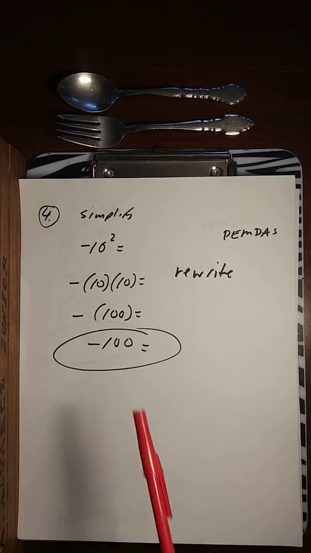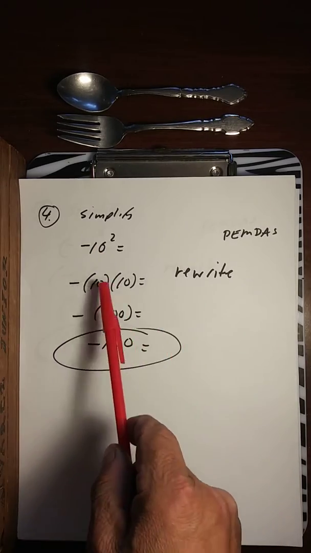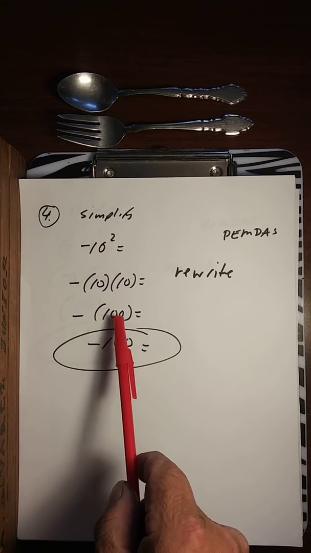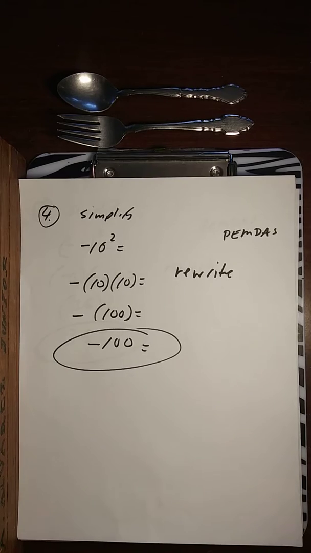All right, simplify the following. Negative 10 squared. Rewrite it. That just means the negative sign stays, and you have 10 times 10, which is 100, and then it's going to be negative 100.